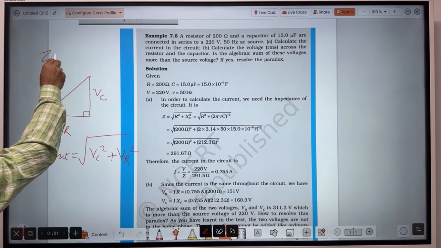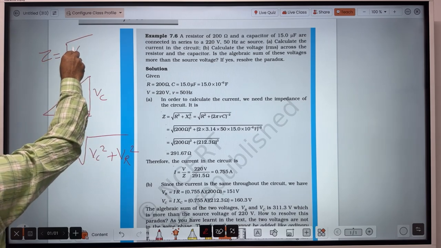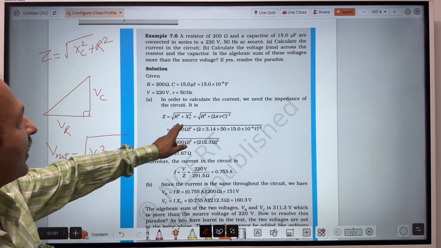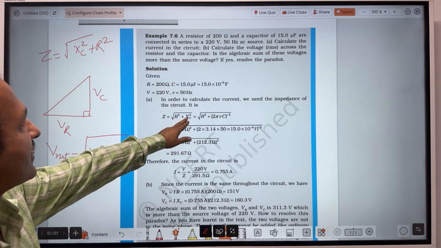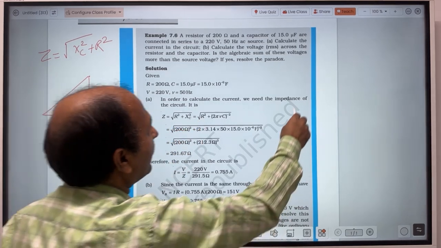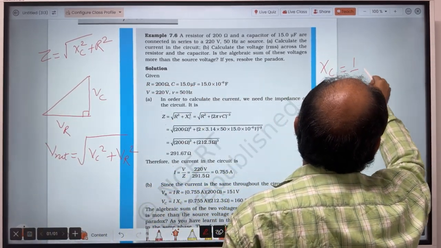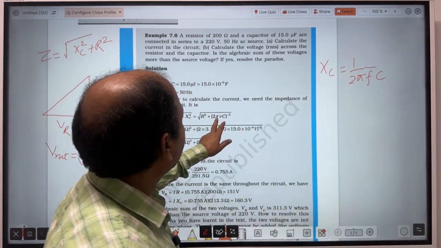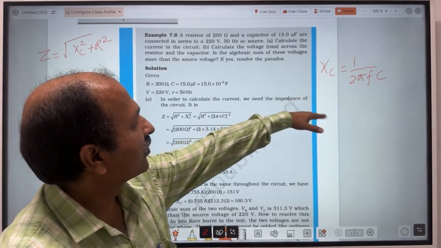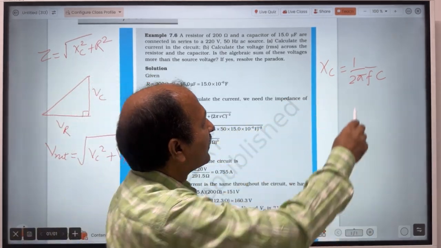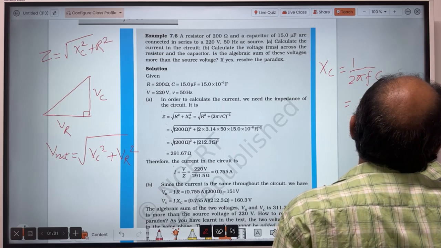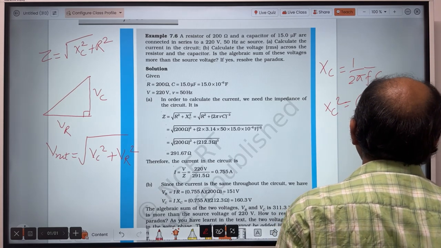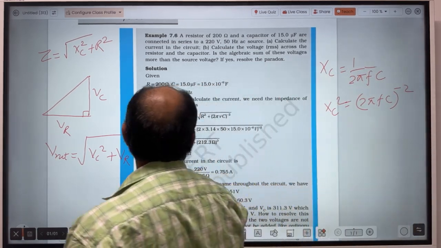And when we try to find out Z, in that case we take capacitive reactance square plus resistance square. So here these values are written: R square plus XC square. XC is equal to, if you remember, 1 upon 2 pi f C. So here the same thing is written, squared. F can be written as nu, that does not matter.